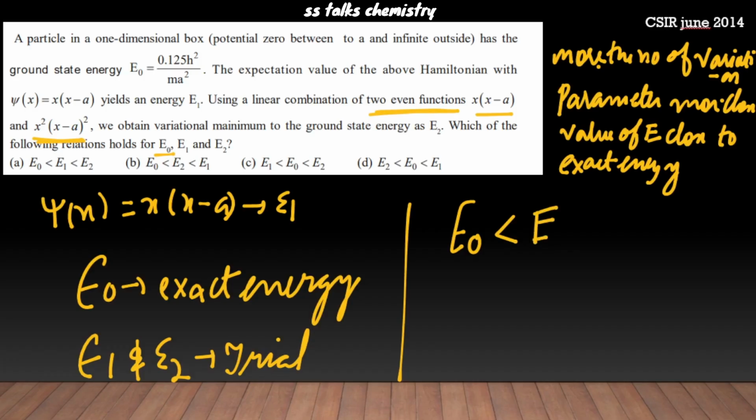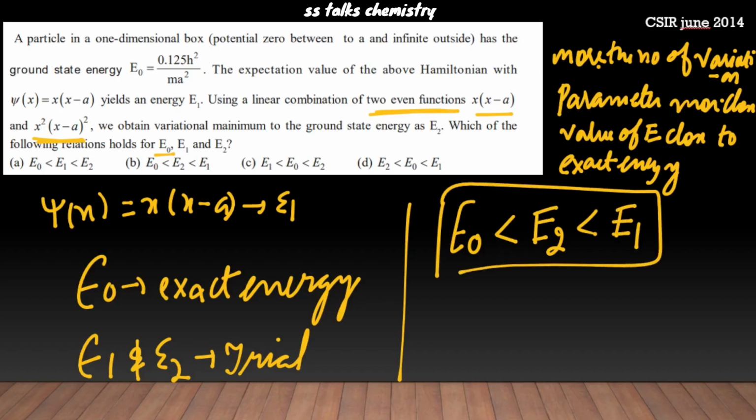So first E0, then E2 will come, and the maximum is going to be for E1, where we are observing fewer variational parameters. Okay, so based upon this, option B, which states E0, E2 and E1, becomes the right answer.